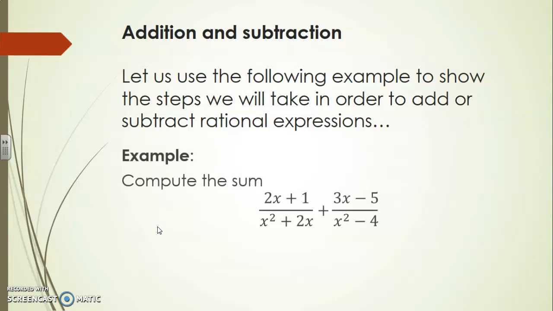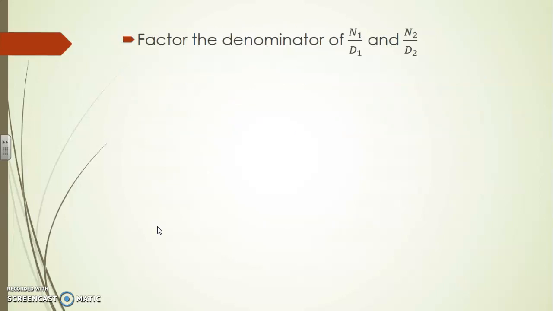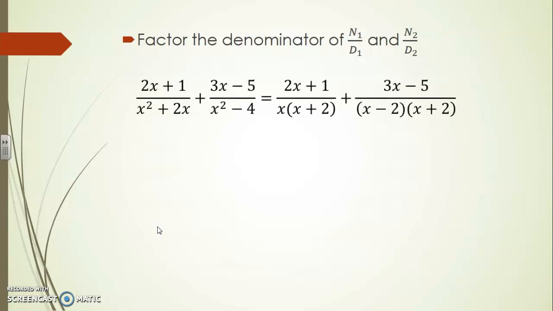For example, let's compute the sum of 2x plus 1 over x squared plus 2x, which is added to the rational expression 3x minus 5 over x squared minus 4. As a first step, we will factor the denominator of each of these rational expressions. In the first case, simple factoring can be used to replace x squared plus 2x by x times x plus 2. In the case of the second rational expression, some of you will have recognized a difference of squares. X squared minus 4 has been replaced by x minus 2 times x plus 2.